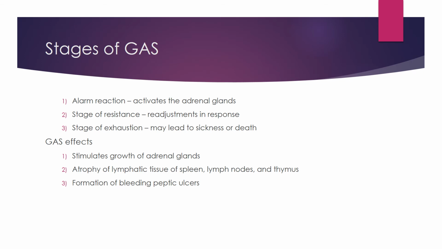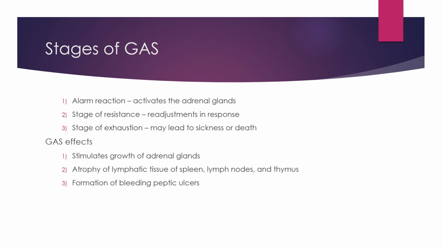Some of the stages of the general adaptation syndrome to stress include an alarm reaction, where this is going to start activating the adrenal glands to start producing those hormones. Then we'll get into a stage of resistance, where we have to readjust in response to these high stress levels, and so sometimes it might take us a while to calm back down. And then there's the stage of exhaustion, where chronic stress tends to lead to a large bout of exhaustion. In the long term, this can lead to severe sickness and or death.